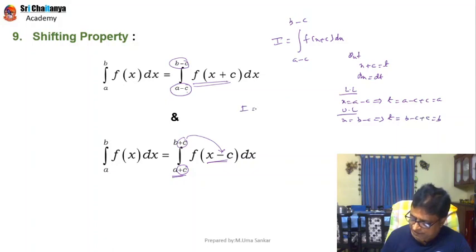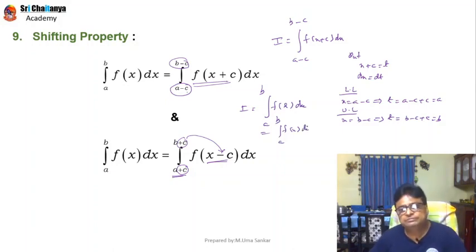Therefore, what is my I? I is now nothing but the integral from a to b of f of t dt, nothing but a to b of f of x dx. Everybody knows this one. There is no beauty in this one. Of course, in a similar way you can prove the next one also. But here I am giving the geometrical interpretation. See, if you know the graph of f of x, then what is the graph of f of x plus c and what is the graph of f of x minus c?